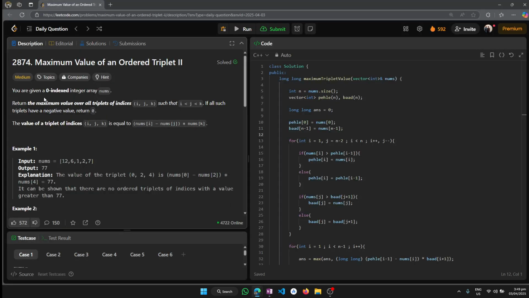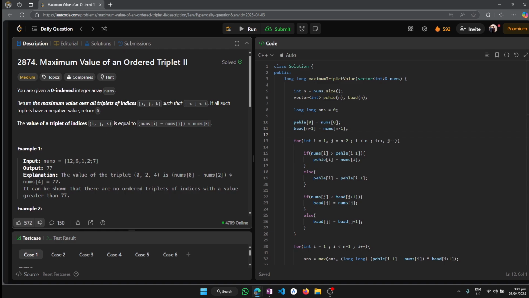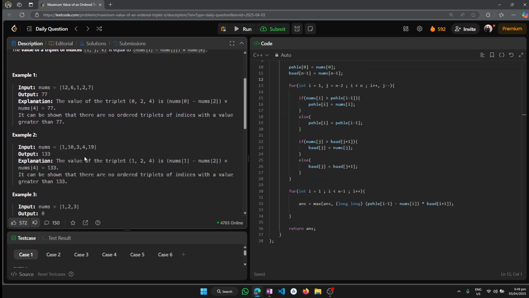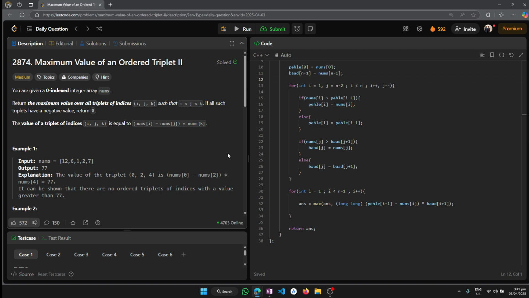So let's have a look at what the problem statement says. It says you're given a zero indexed integer array nums, and that's the only thing you're given: 12 6 1 2 7, and 1 10 3 4 19, so on and so forth. What we need to do is return the maximum value over all triplets of indices. So we need to select three different indices i, j and k such that i is less than j and j is less than k. For example, 12 6 1 or 12 6 2 or maybe 6 1 7, something like that.